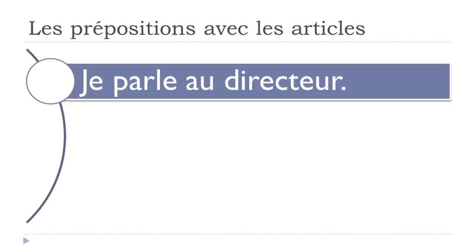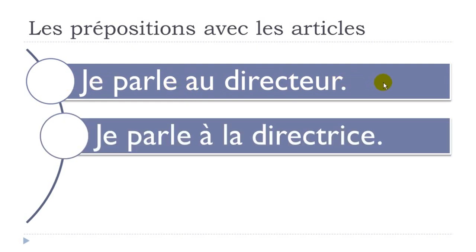If we keep the same verb, as I said, je parle, parler, to talk, in that case you can see that it's been changing a little bit. So à plus le will become au, like that. You write it AU, you pronounce it O. Je parle au directeur. Directeur, translation, director. Je parle au directeur.